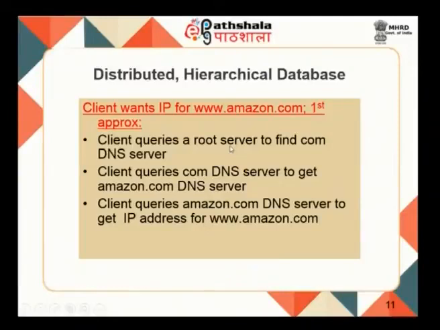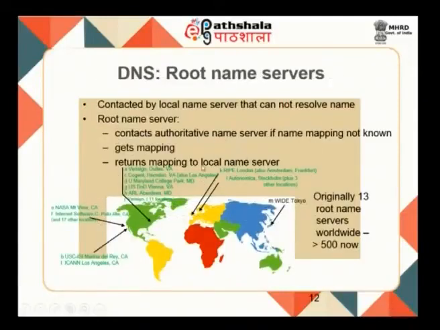This is what is actually done. If you look at the root name servers, they are located at many places. It is not a single root name server, but multiple copies of this root name server are used worldwide. Originally, there were about 13 root name servers, but now we have more than 500 such root name servers distributed across the globe. The root name server will contact the authoritative name server if it does not have the mapping for whatever is being requested. This is what is done by the root name server.